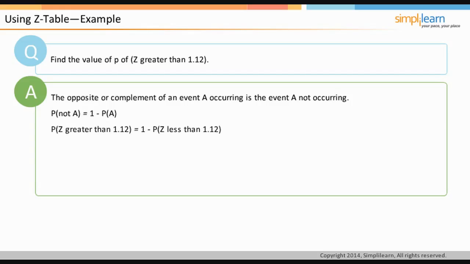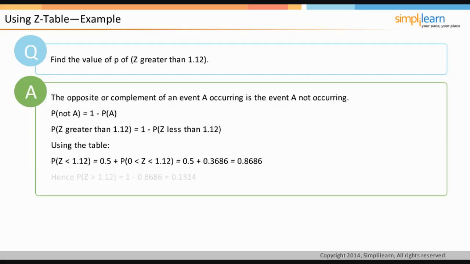In other words, P of z greater than 1.12 is 1 minus the opposite, which is P of z less than 1.12. Using the table, P of z less than 1.12 equals 0.5 plus P of 0 less than z less than 1.12, which equals 0.5 plus 0.3686, which is 0.8686. Hence, the answer is P of z greater than 1.12 equals 1 minus 0.8686, which is 0.1314. Note the answer is less than 0.5.